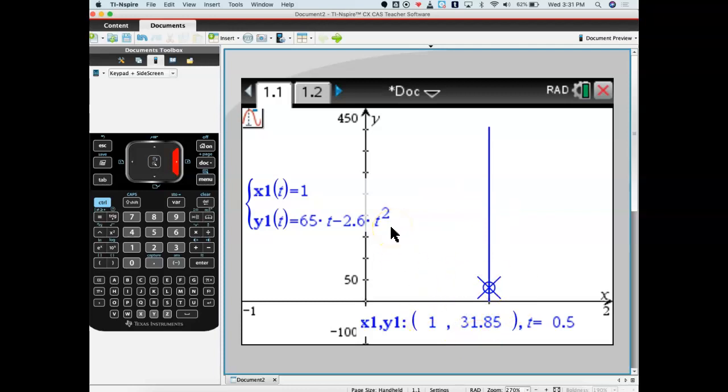It's at 31.85, and then it's 64. So the ball is going higher and higher and higher. So the ball is increasing in height all the way until it gets right up here to 12.5, then it stops for a second, and then it decreases. Now, it's decreasing in height because it's going back down, all right?